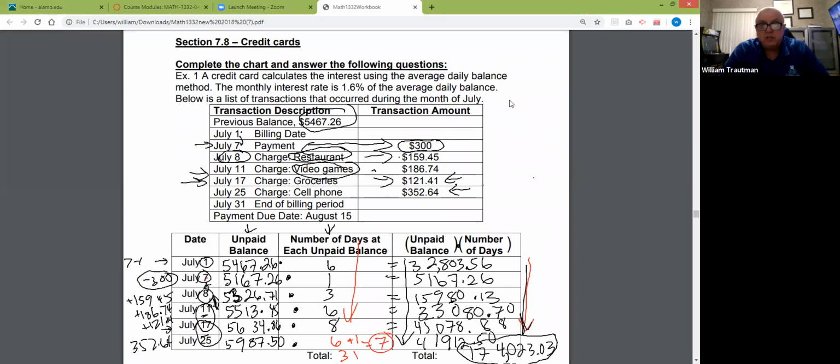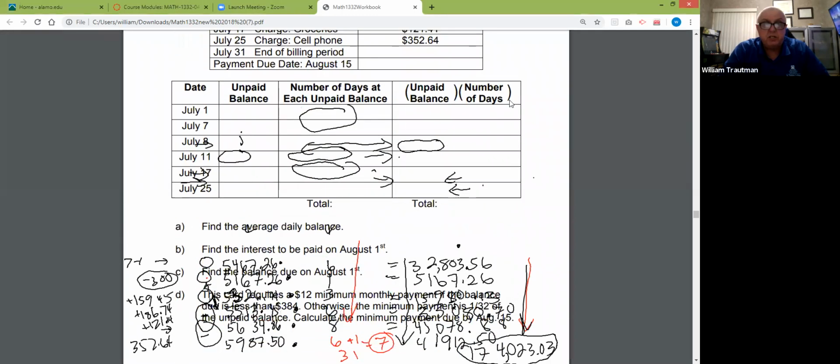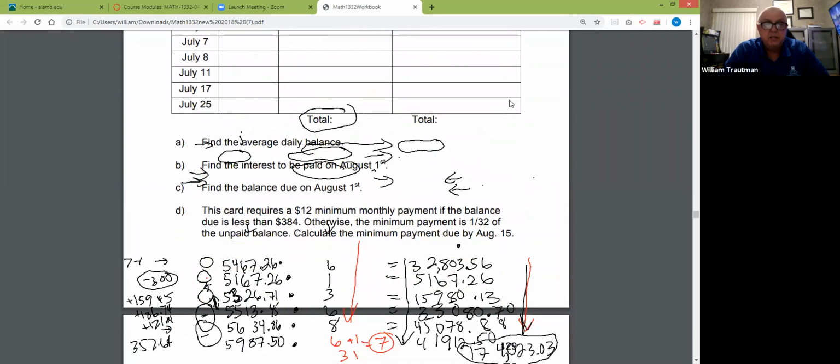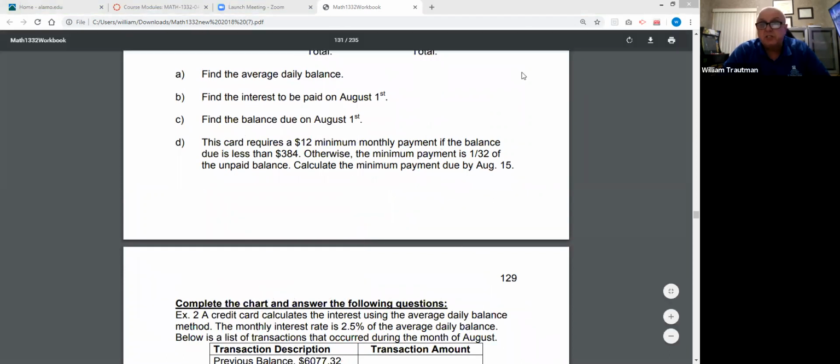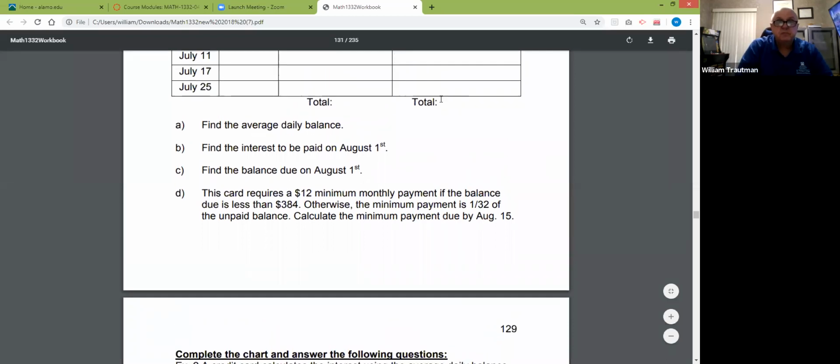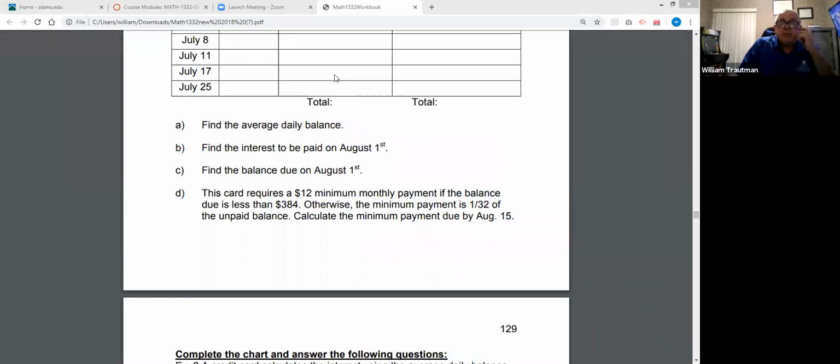All right, so I'm going to bring all this down, and I'm going to clear it out. And we're going to answer these questions. Find the average daily balance.